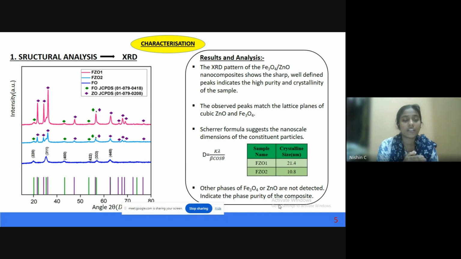Also, using the Scherrer formula, the crystalline size is calculated. For ZnO1, it is 21.4 and ZnO2 is 10.8 nanometer. Other phases of Fe3O4 ZnO particle are not detected, so it is in the phase pure state.